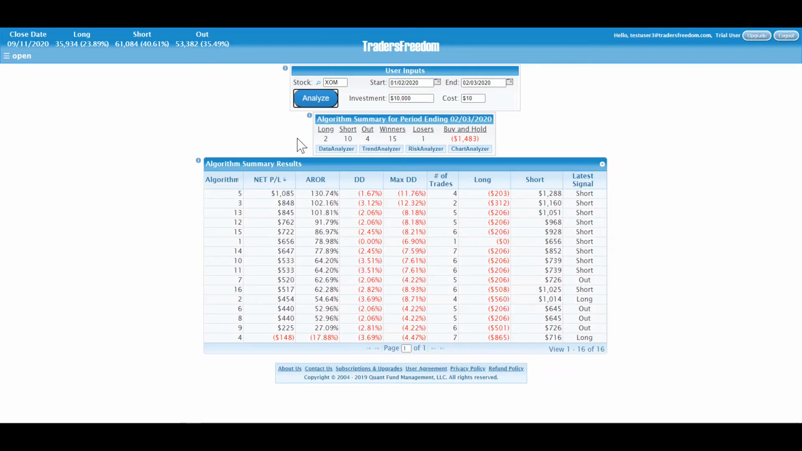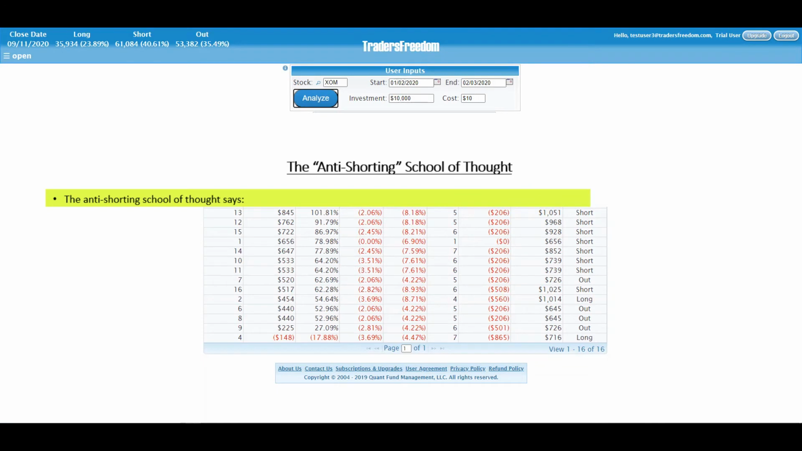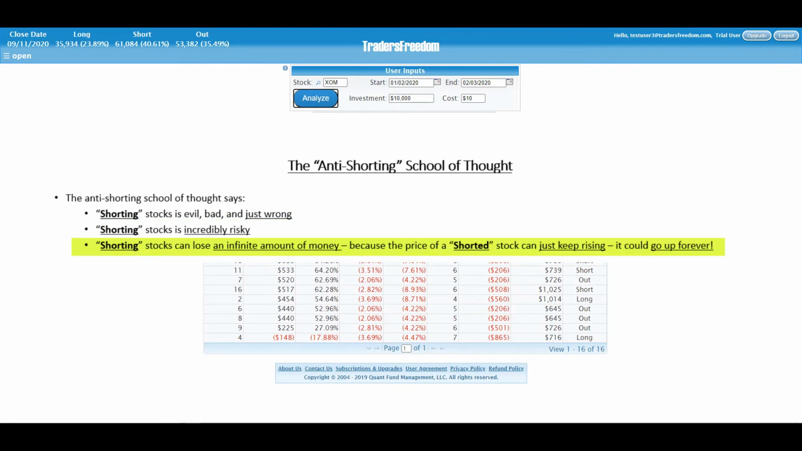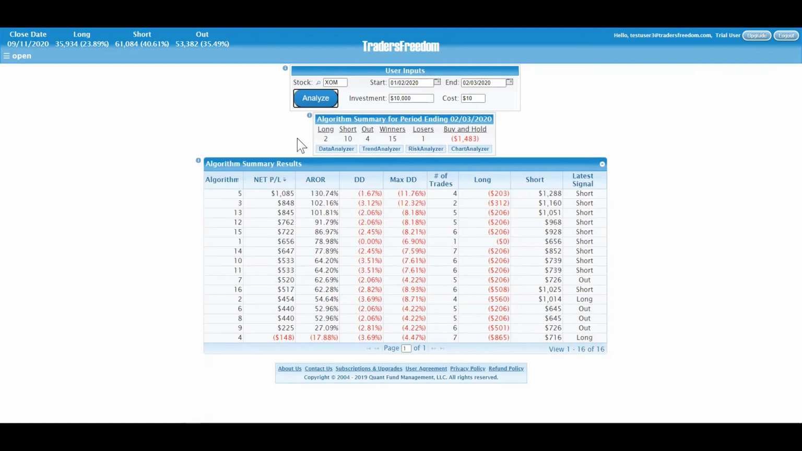Now, there's even an anti-shorting school of thought out there that says, well, shorting stocks, that's just evil, bad, and wrong. And it's incredibly risky because you could lose an infinite amount of money since the price of the stock you shorted can just keep rising. It could just keep going on forever. And that sounds like scary stuff, doesn't it?